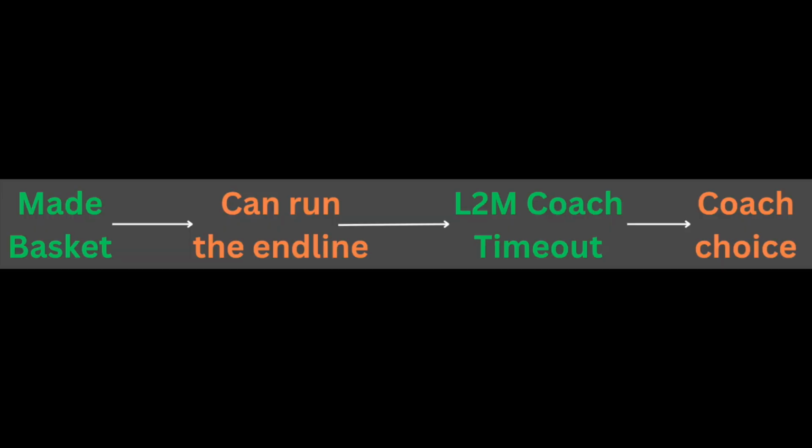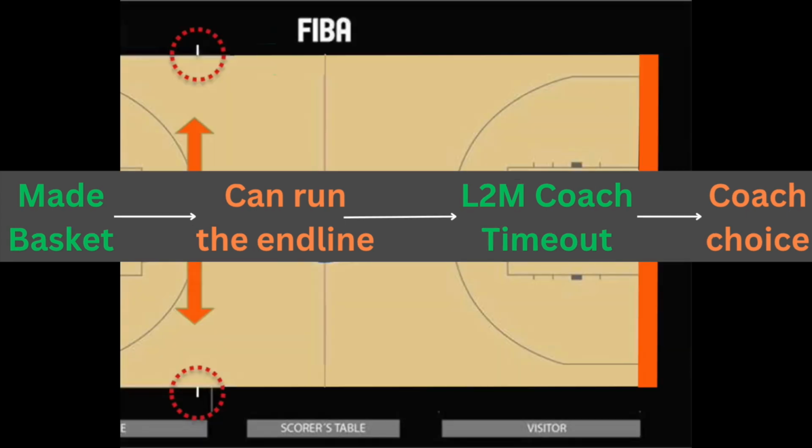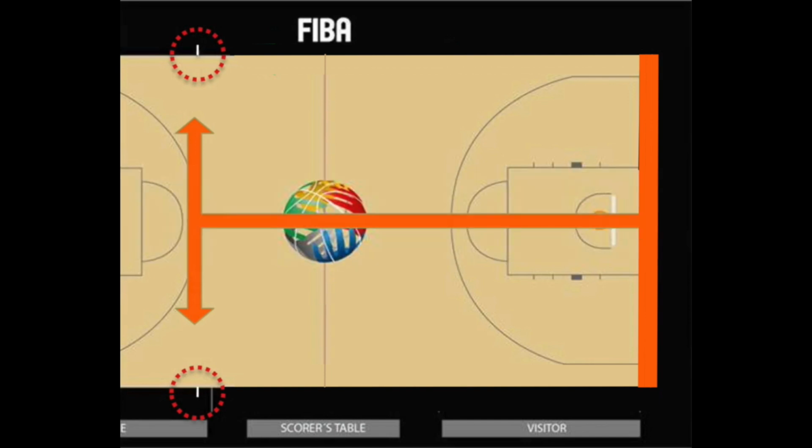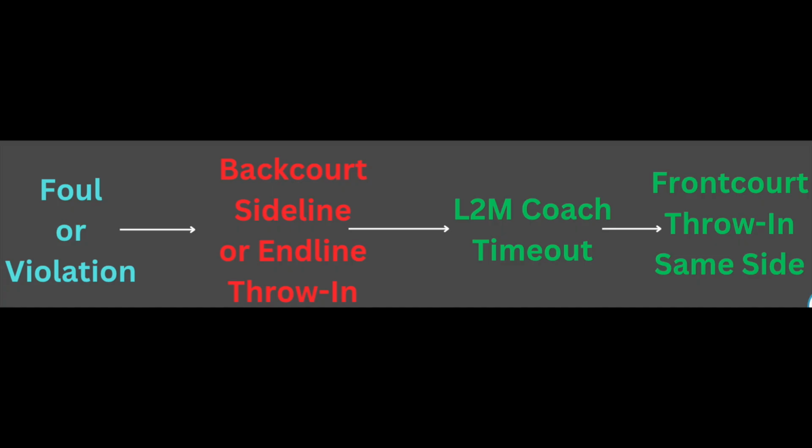If we have a made basket, we know that players can run the end line after a made basket, which means they can throw it in anywhere on that end line. When there's a last 2 minutes coach timeout and they choose to advance the ball, they now have a choice to choose opposite to the scorer's table or the same side of the scorer's table. It helps to remember that after a score, since you can throw the ball in anywhere on the end line and run that end line, it would make sense that the coach can choose any side to make the throw-in. Now we're looking at the other situation that has 2 outcomes.